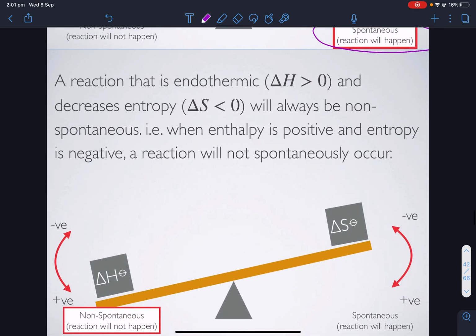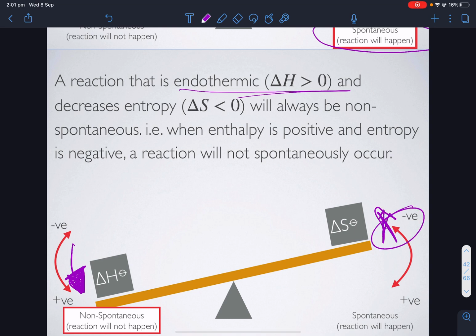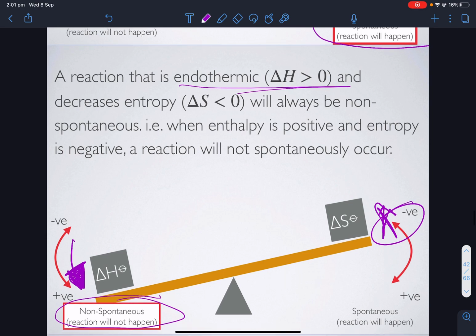A reaction that is endothermic, or enthalpy greater than 0, is going to push down this way. It wants to go to the non-spontaneous side. And if the entropy is decreasing, going negative, it's also going to push up this side and push it in the same direction. So those two conditions will always ensure that the seesaw lands on this side, or the reaction's always non-spontaneous. The reaction won't happen no matter if you put these materials together. Okay, not going to happen.